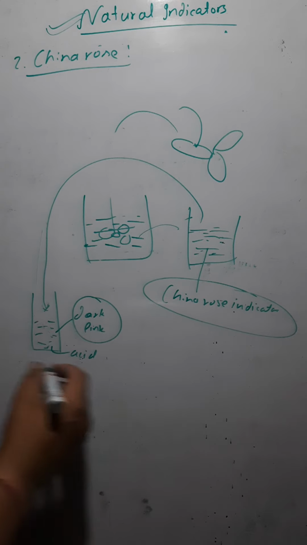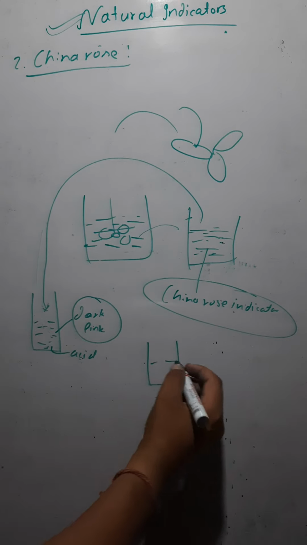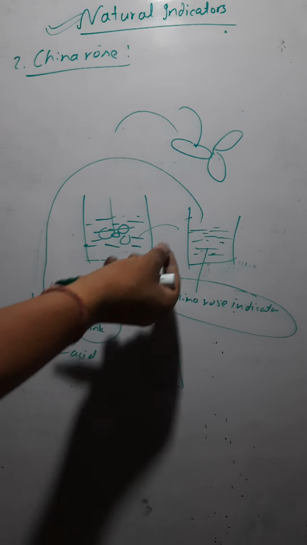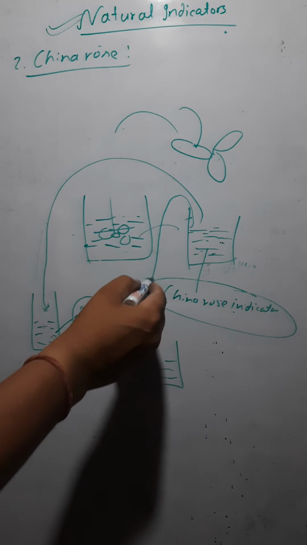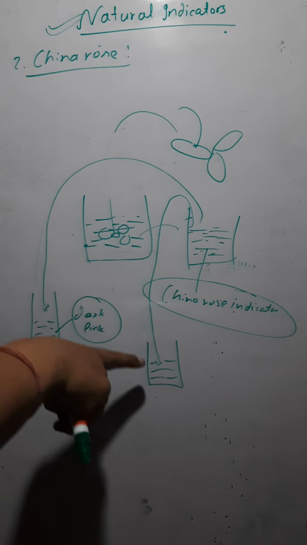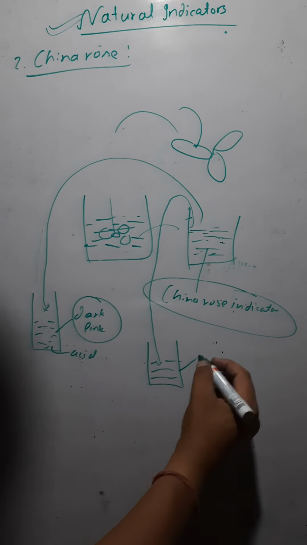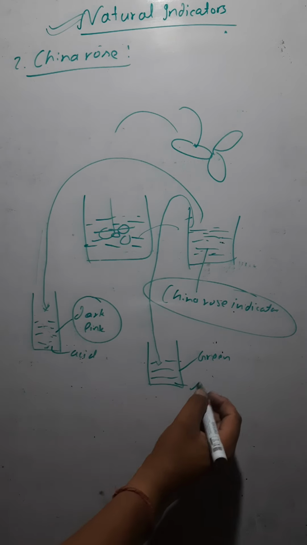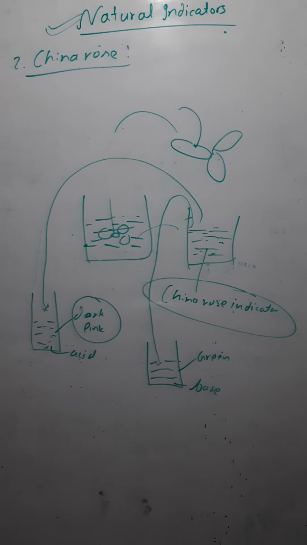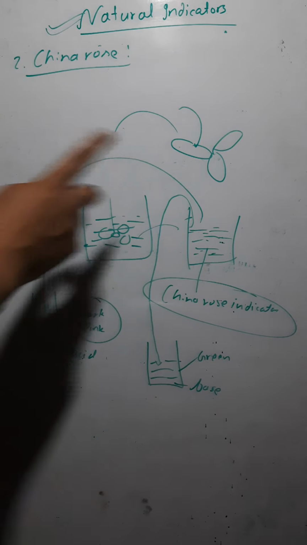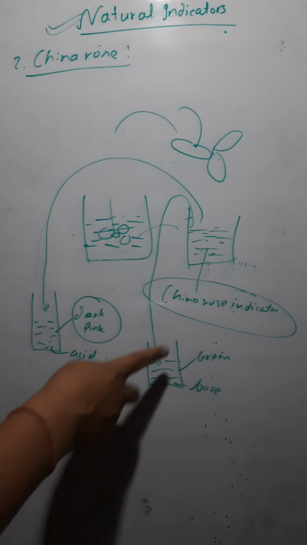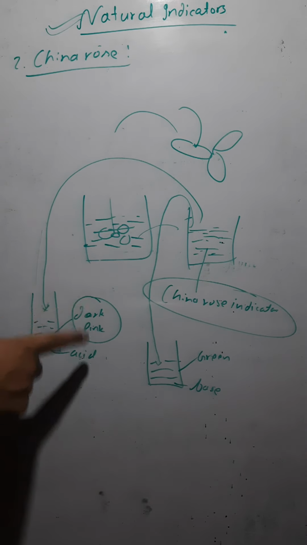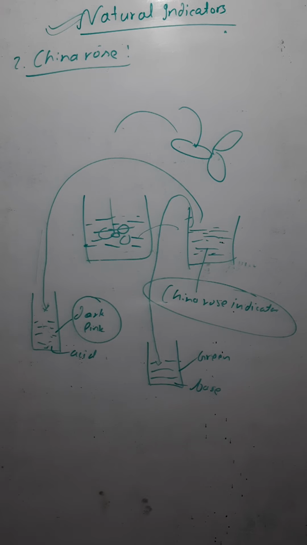Now let's say I have one more type of solution here. I don't know which solution this is. Again, to find out whether this is acid or base, I take some amount of China rose indicator and pour it in this solution. Now if this solution turns into green color, then you would say that the given solution is base. So China rose indicator turns basic solution into green color and acidic solution into dark pink color, isn't it?